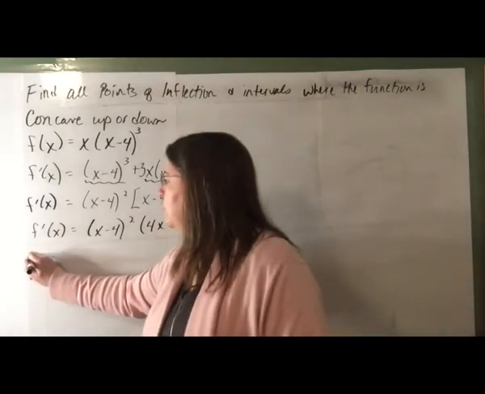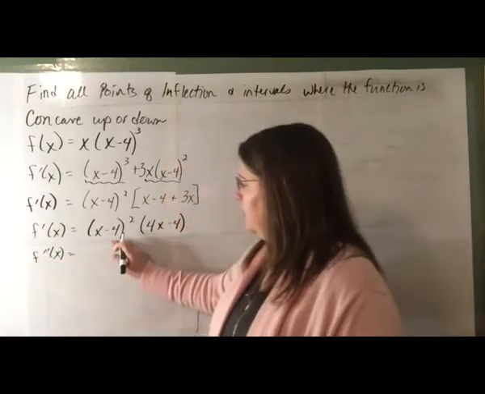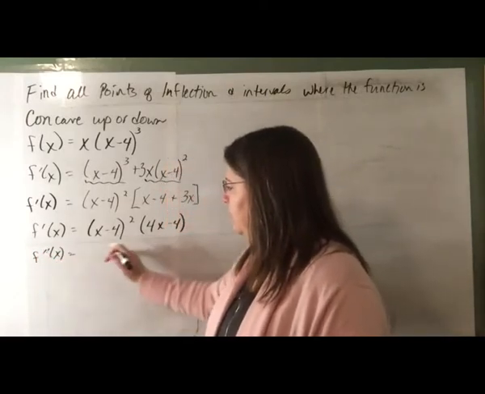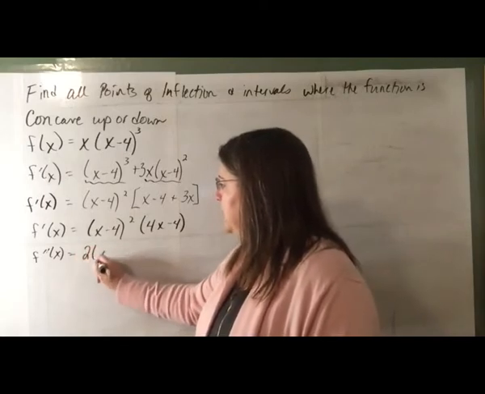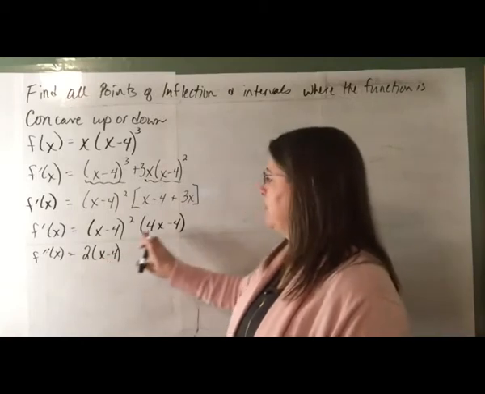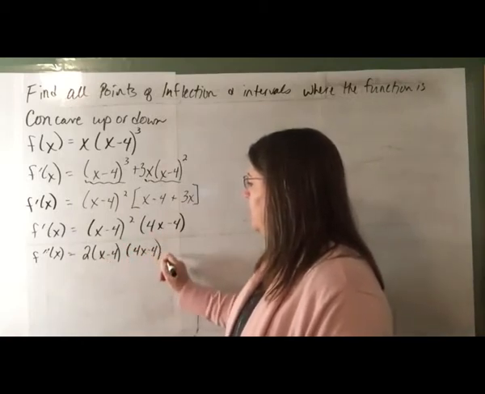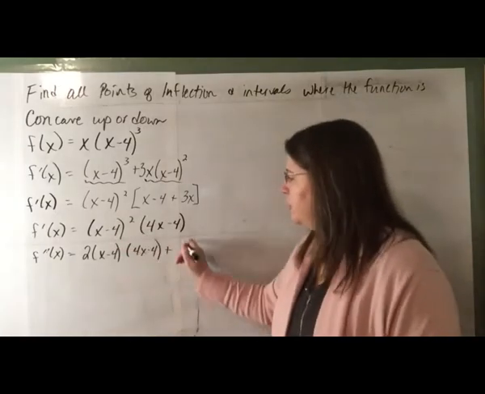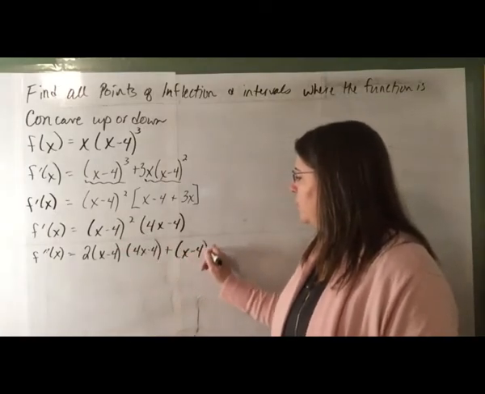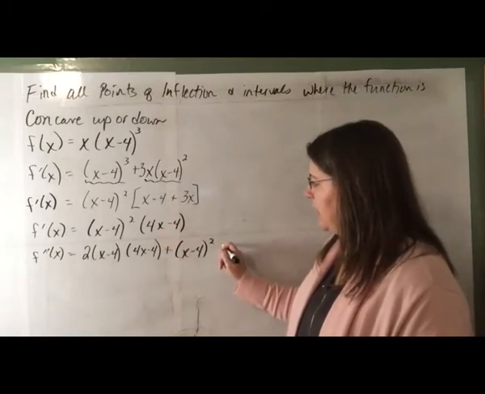Again, I'm going to use the product rule. So f double prime of x, using the chain rule here, the derivative of the first would be 2 times (x minus 4) to the first times 1, times the original second, 4x minus 4, plus the original first, (x minus 4) squared, times the derivative of the second, which would be a 4.